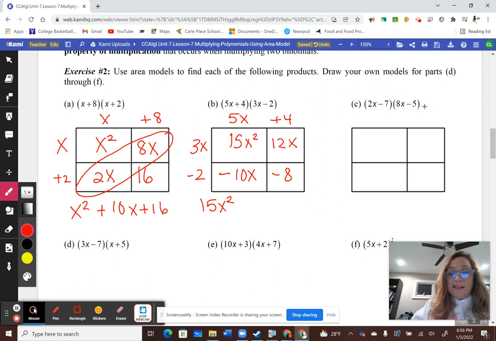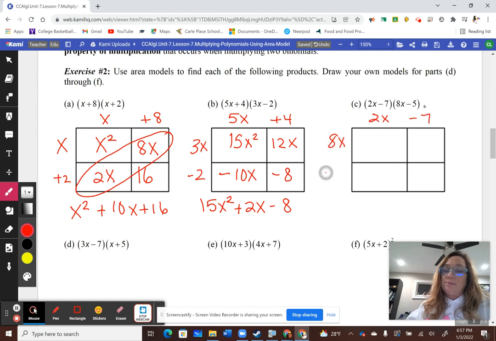So now you're going to combine the like terms along the diagonal, and that's basically saying 12 minus 10, which is 2. All right, so I have 2x minus 7 and 8x minus 5. And if you ever need to just use your calculator to reconfirm any of your products, there's nothing wrong with that. Feel free to use your calculator at any time.